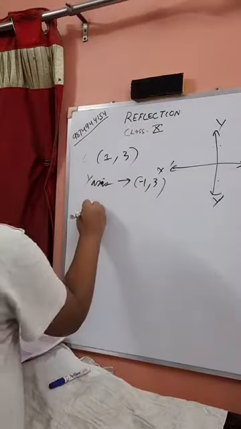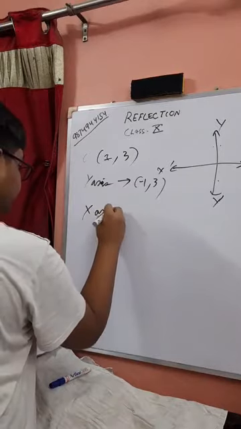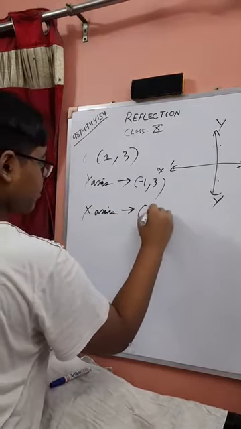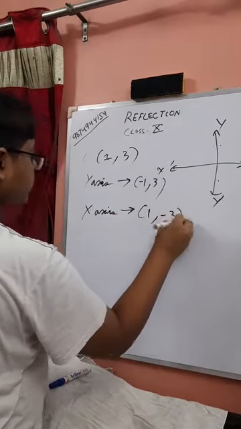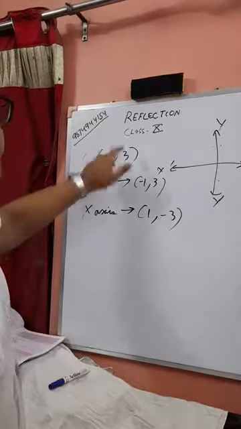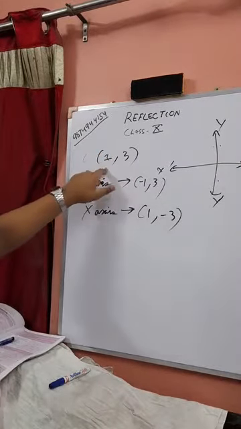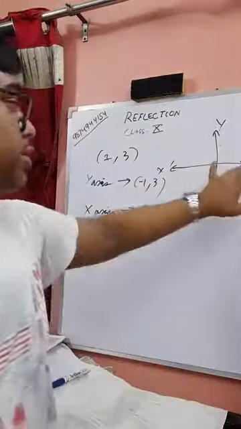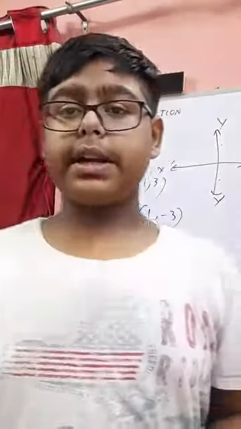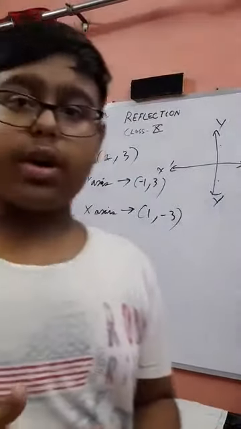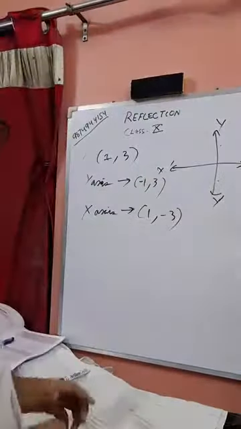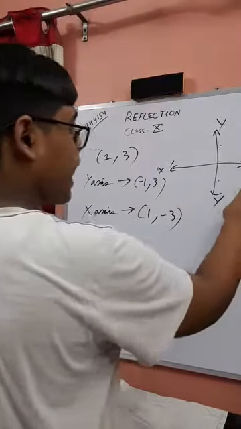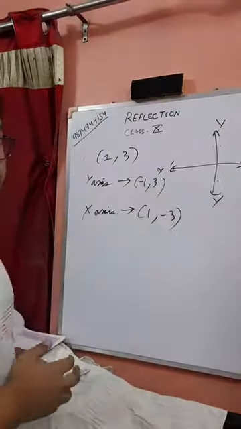Now for (1, -3), the second one is the y coordinate, and the first one is the x coordinate. Now in the question, the x coordinate might also be written as abscissa, and the y coordinate can be written as ordinate. So this is the abscissa, and this is the ordinate.